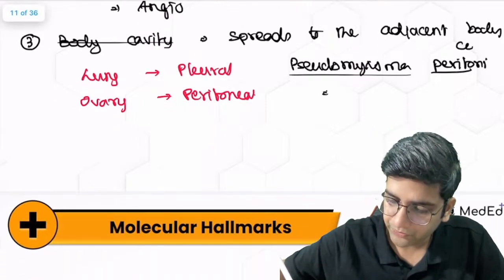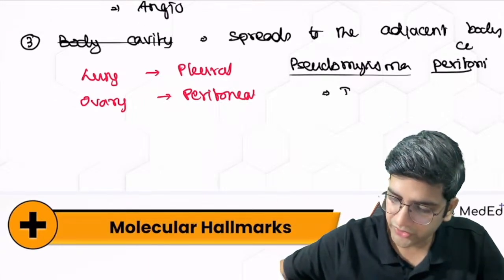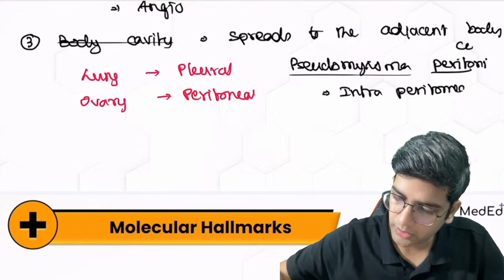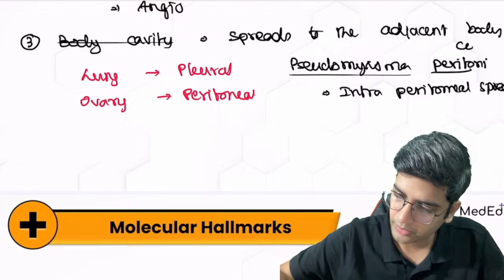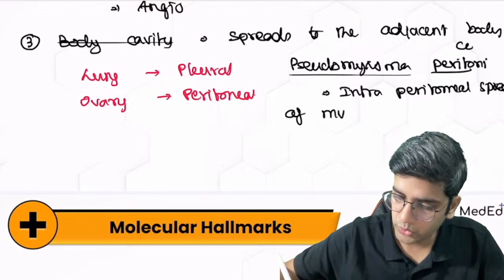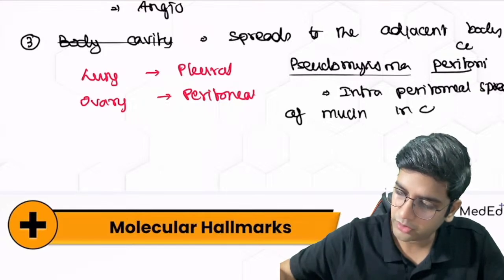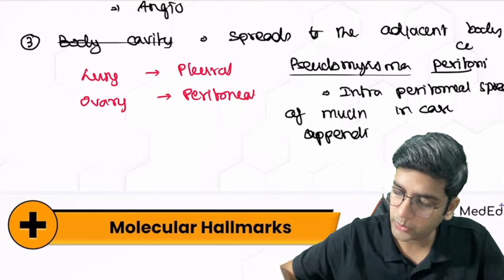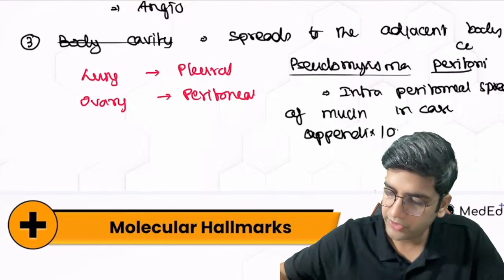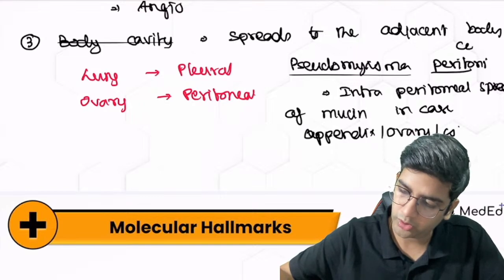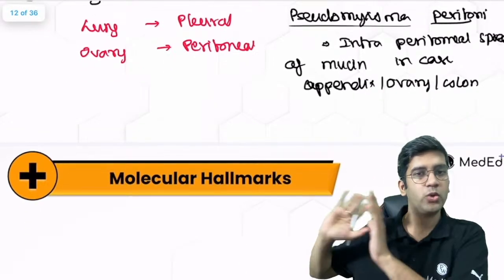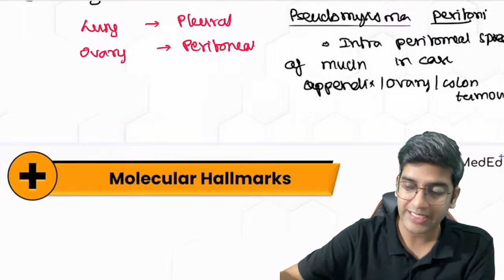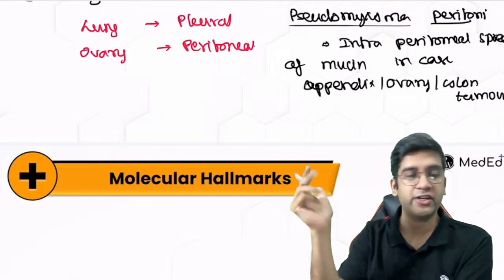So if I want to write it in a word, it's intraperitoneal spread of mucin in case of your maybe appendiceal, because appendix is one of the commonest things which can rupture because of the tiny size, ovary, or it can be colon. In case of appendiceal, ovarian, or colonic tumors, right? And the reason why I'm writing tumors and not carcinomas is, like I said, there's a possibility even a benign tumor can rupture and go, right?